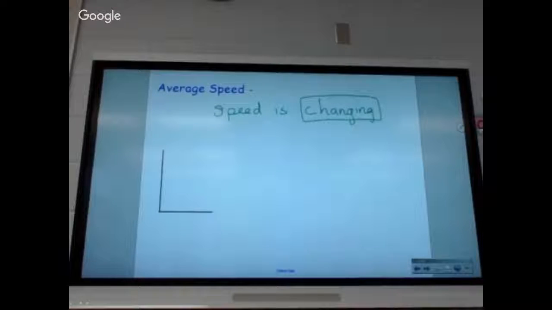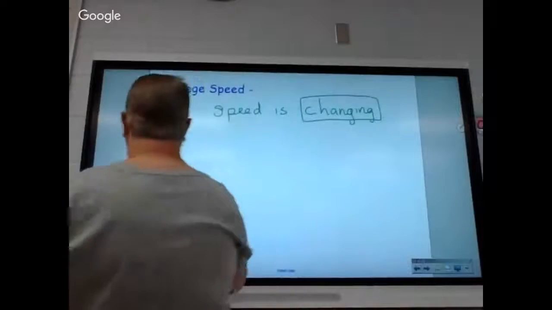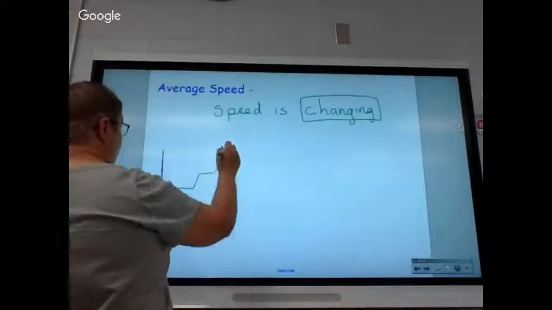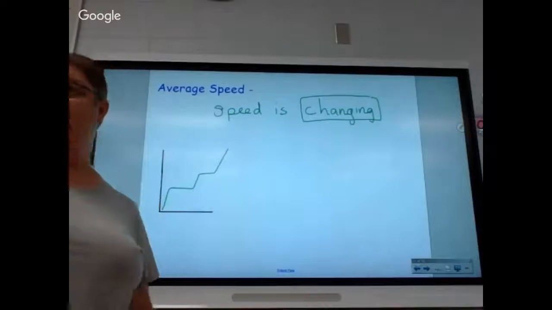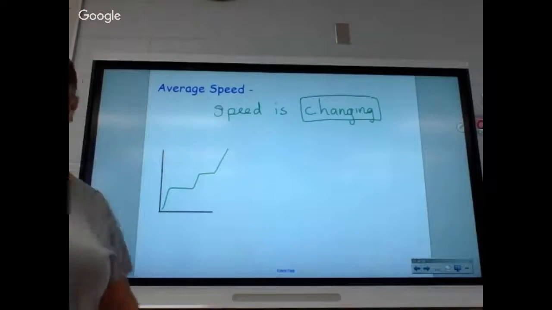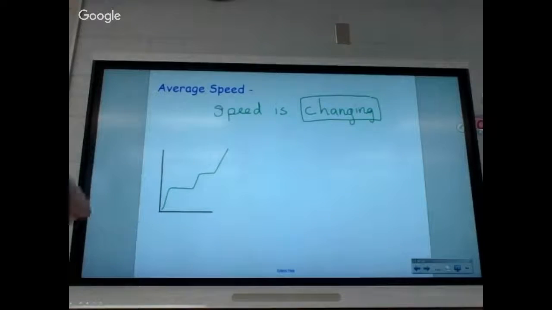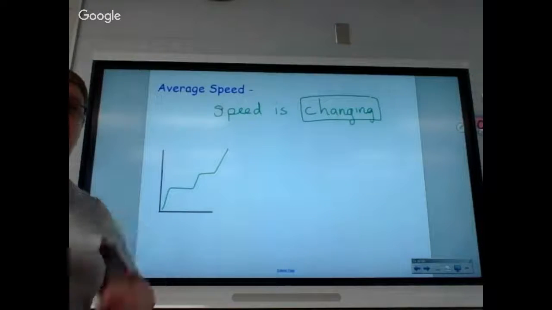Now, since speed is changing, how is the graph going to look? It's not going to be straight. That's the key. So when you're graphing today, if you have a line that's not straight, you know that it's going to be average speed. Now, if you turn that in like this, is that okay? No. It's going to be marked wrong.